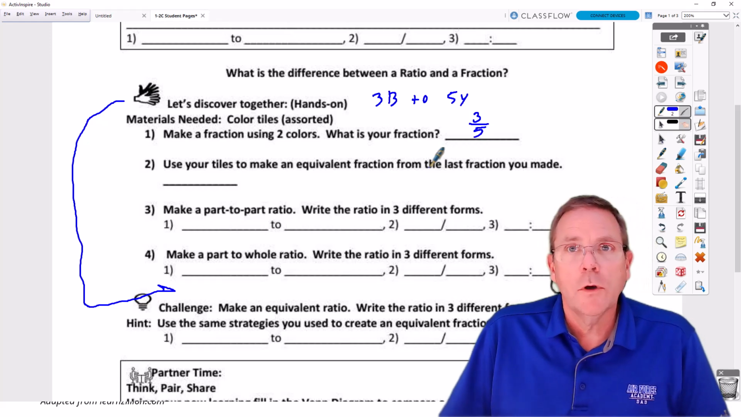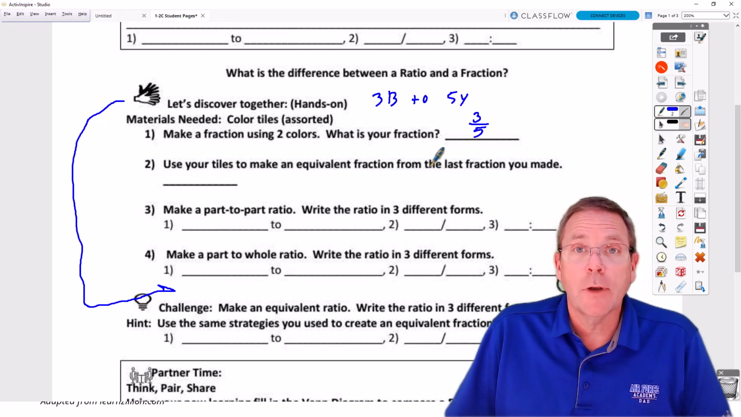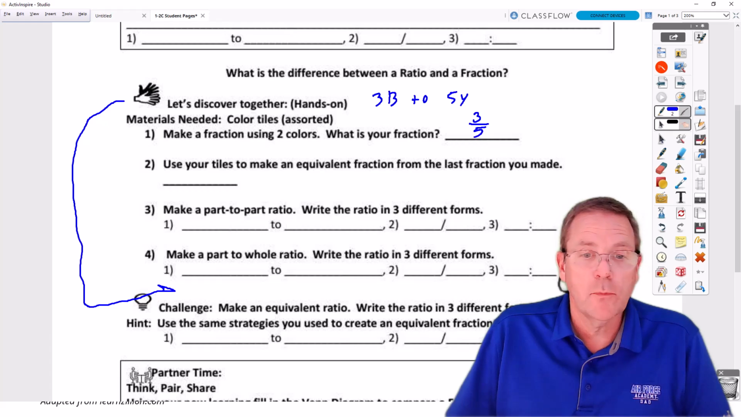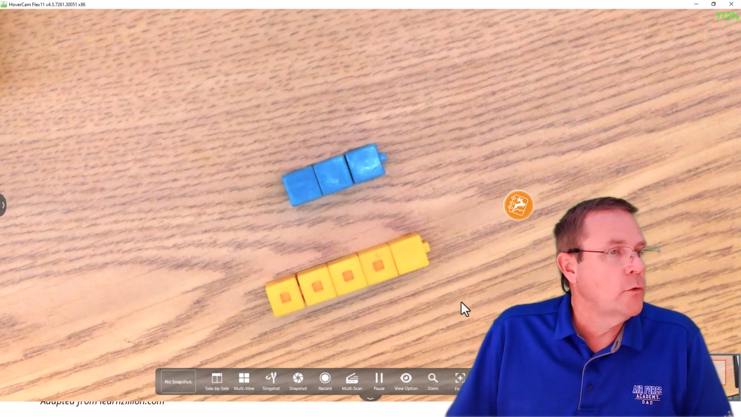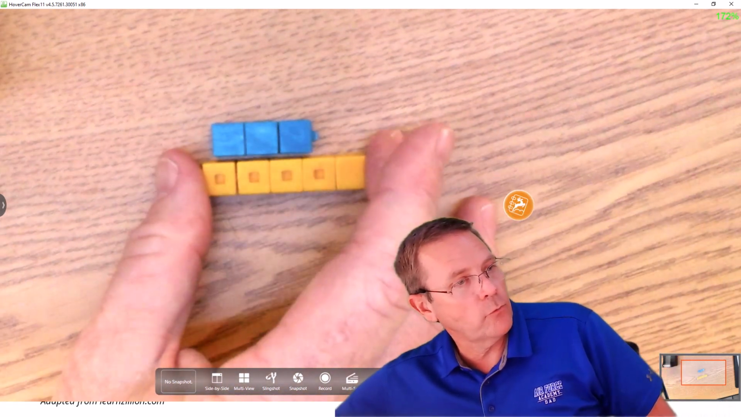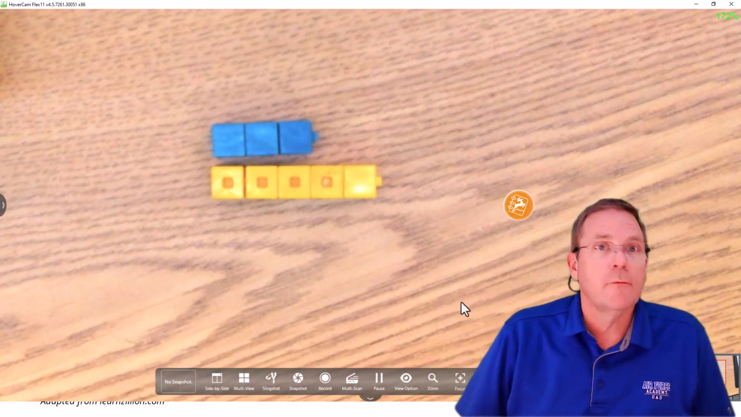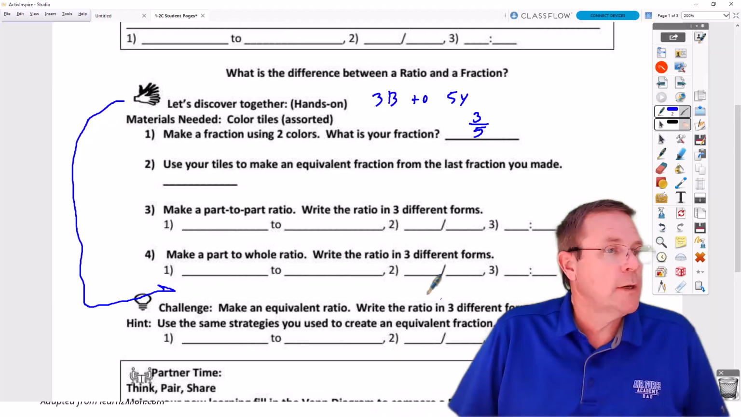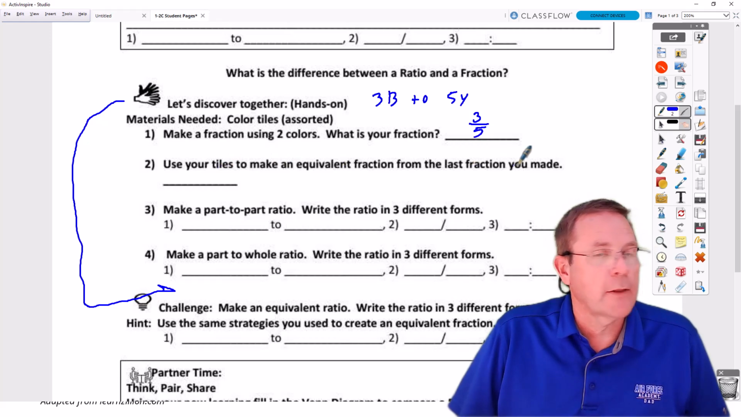Well, it looks like question number 2 required me to have some tiles, which I don't have, but I do have some Unifix cubes, and that is what we're going to use. So you can see I've got my Unifix cubes set up where I have a ratio of 3 blue to 5 yellow. The question wanted me to find an equivalent fraction to the last fraction we made.